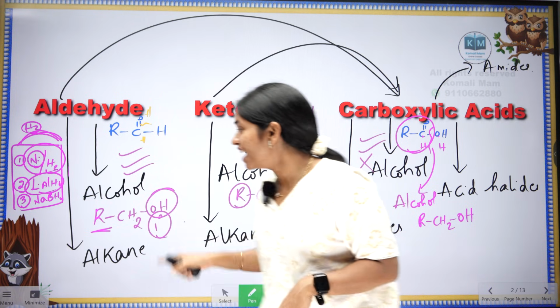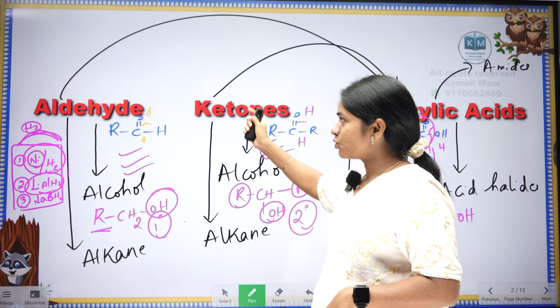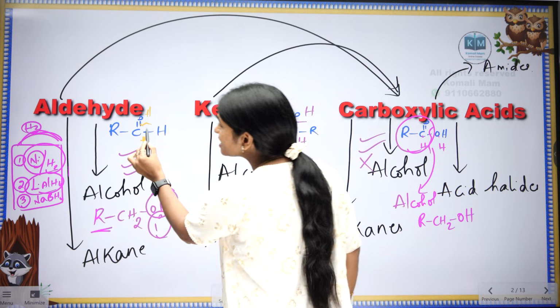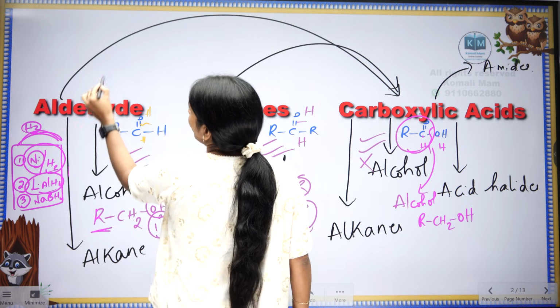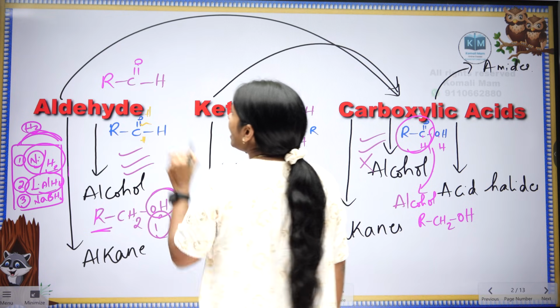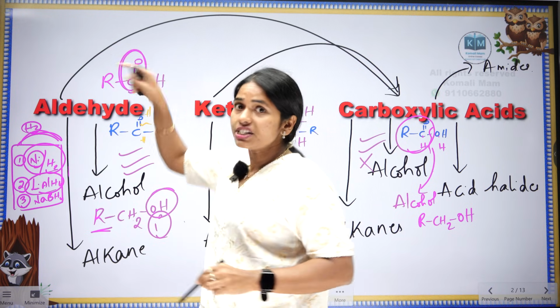Next one. See here, aldehyde to alkanes I'll teach you. Aldehydes to alkane means what are you going to do? This is our aldehyde. Again I am going to write RC double bond O H. Here this C double bond O group we have to convert into CH2.